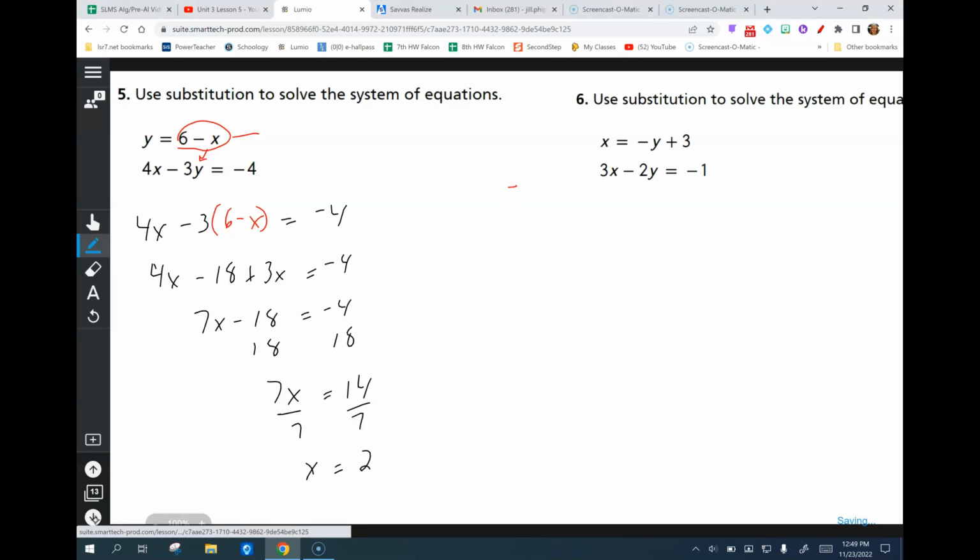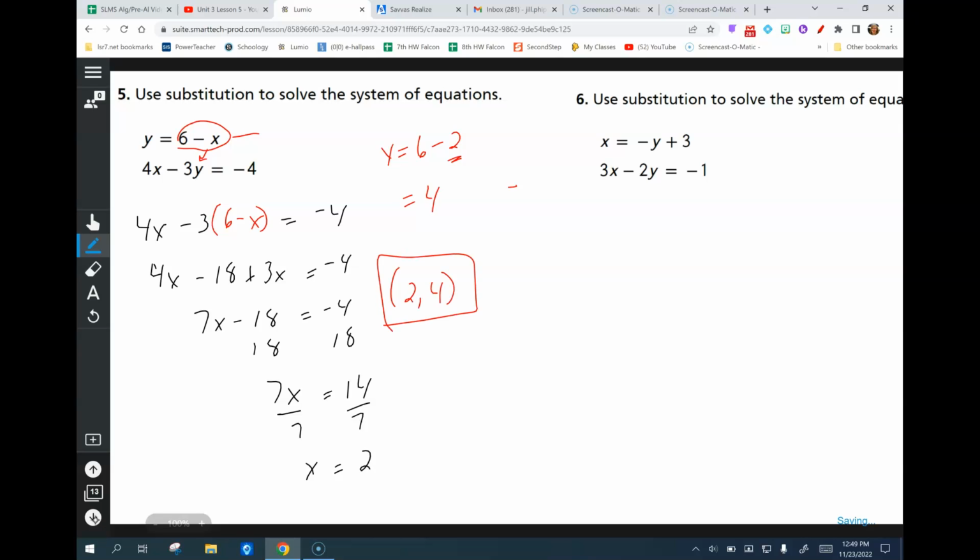So I'm just going to take this equation up here. y is equal to 6 minus 2, because I'm plugging in for x, and I get 4. So my answer is (2, 4). Always write your answer as an ordered pair. Okay, let's do number 6.